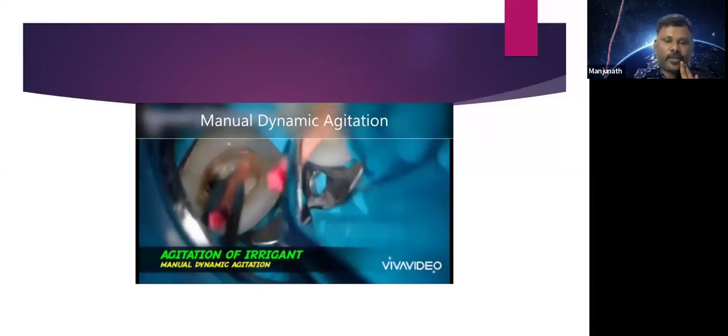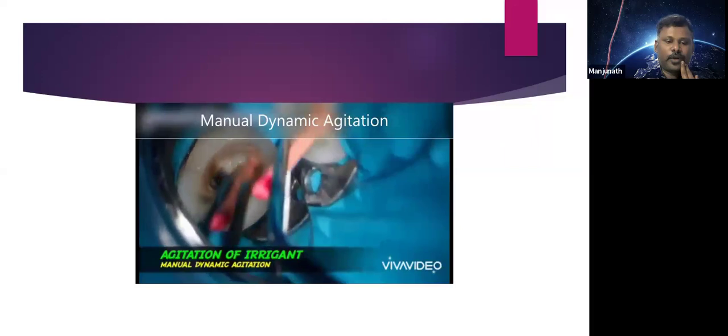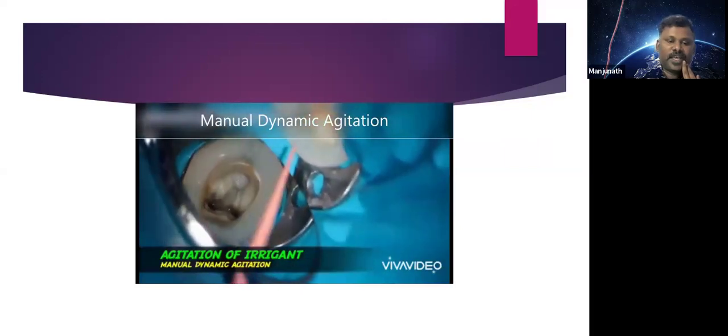This is manual dynamic agitation. Yes, using your GP points, you can activate your irrigation fluid. You are able to see the effervescence at the orifice level. Okay.